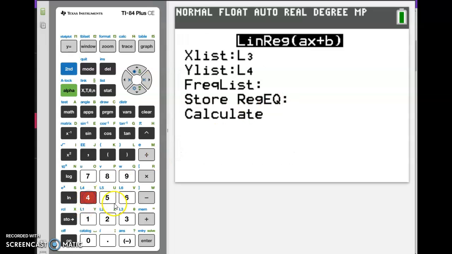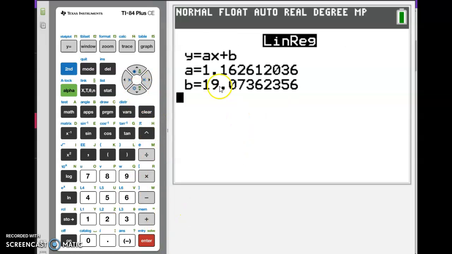So we want number 4. All right, my x list should be L1, second 1. My y list should be L2, second 2. And then go down to calculate, press enter. And here's the equation of a line, y equals ax plus b. A is the slope, b is the y-intercept.